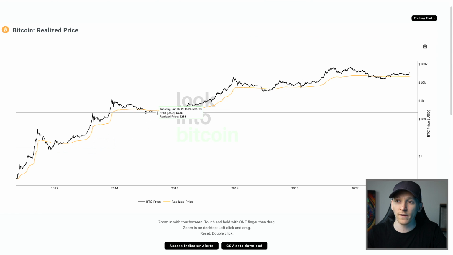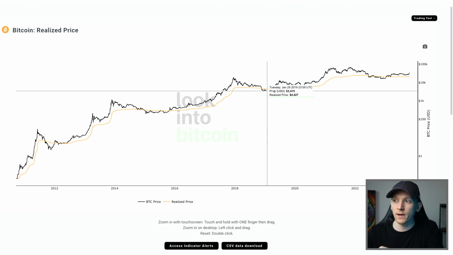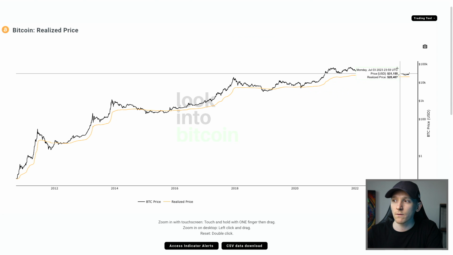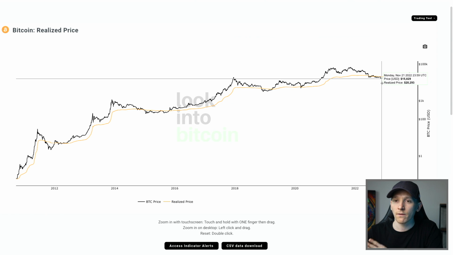You can see realized price here, falls below it in a bear market. That's time to buy. Falls below it in a bear market, that is time to buy. The most recent bear market fell below it, that is time to buy. The only way you make more money than other people with Bitcoin is buying at a lower price than them, which means you have to be active and accumulating in a bear market.